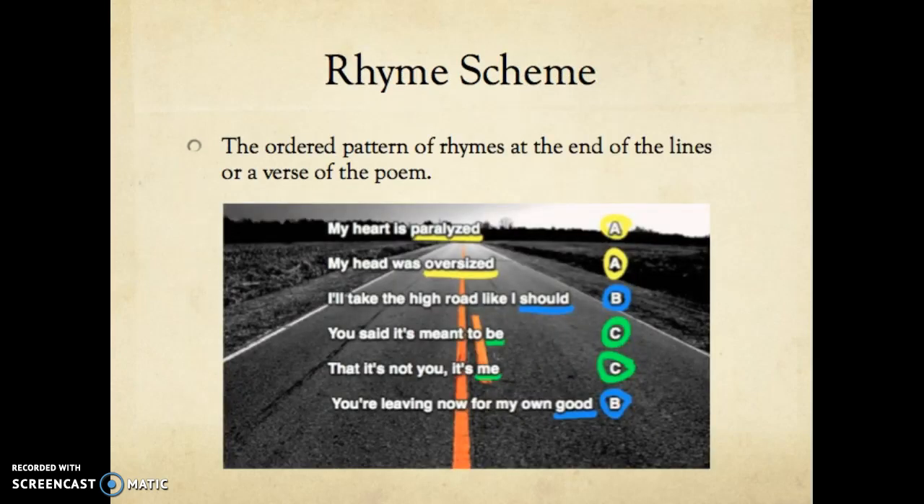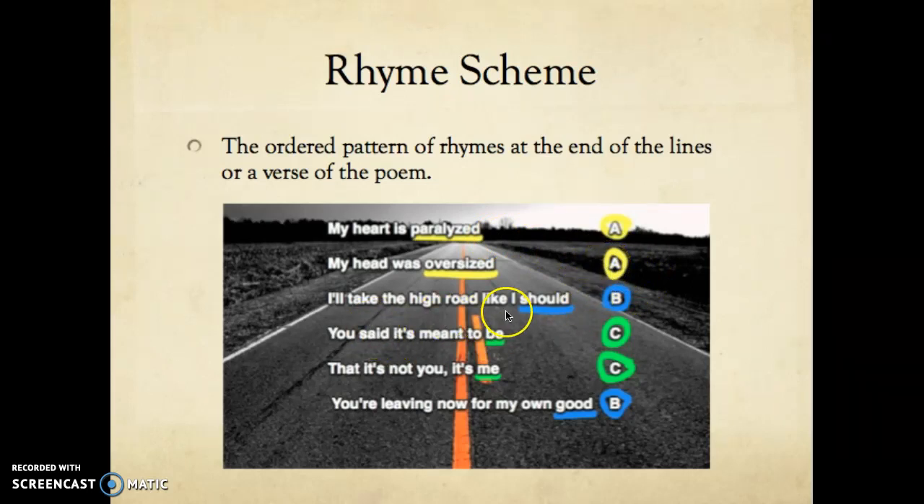Now that we know about verses and stanzas, we'll talk about rhyme scheme. Rhyme scheme is the order and pattern of rhymes at the end of the lines of a verse or poem. So to discover the rhyme scheme, you start by looking at the first line. And you see that it ends in the rhyme paralyzed. So we put an A right there. Next we look at the second line, oversized. If that rhymes with paralyzed, which it does, we put an A next to that line also.